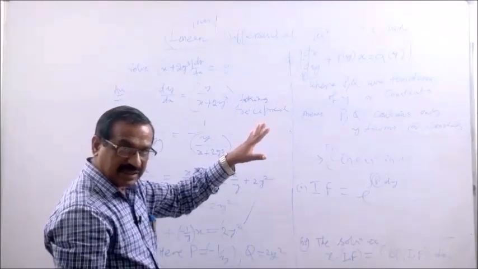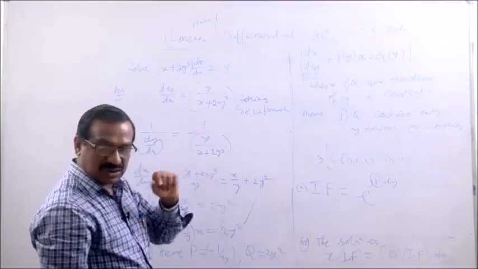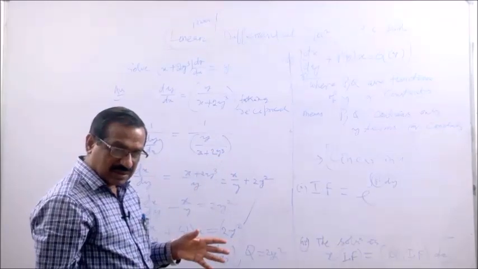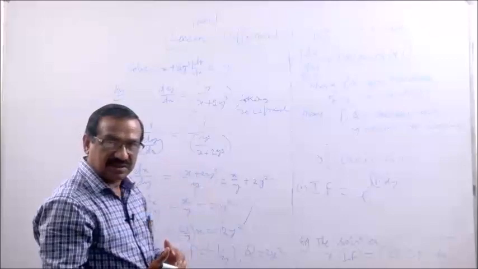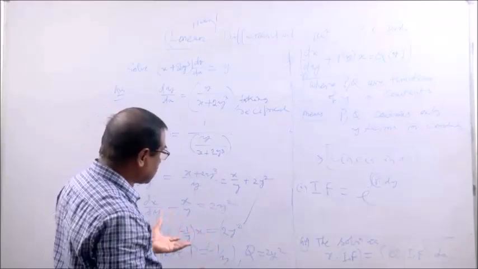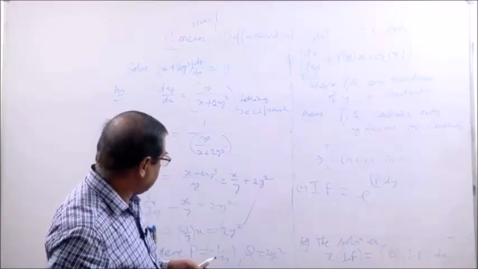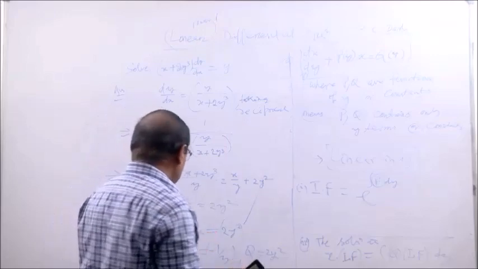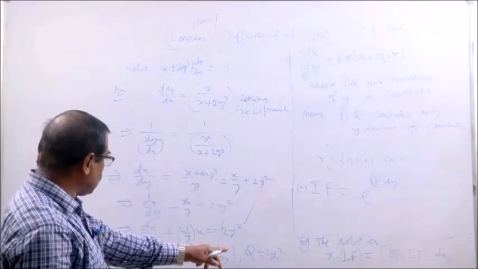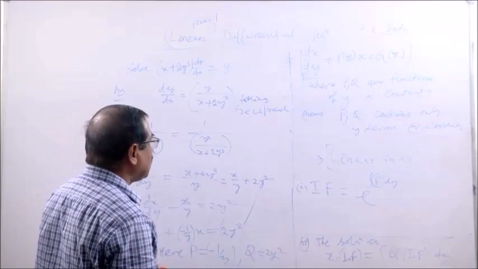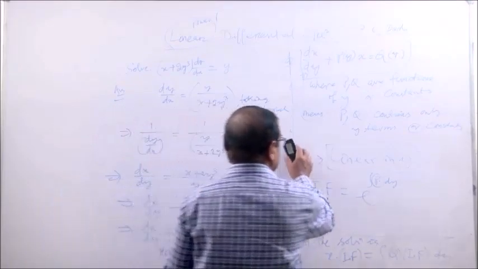Most of the time in examination, the second type question comes and the students solve it by the first method. So, they get 0. So, please be cautious. So, this is of second type. Now, we will solve the problem. I have told you here we have got P and Q. So, what is the next step? To find the IF, right?